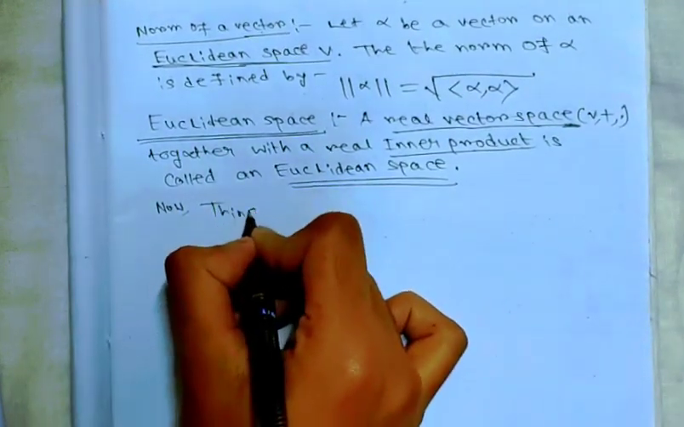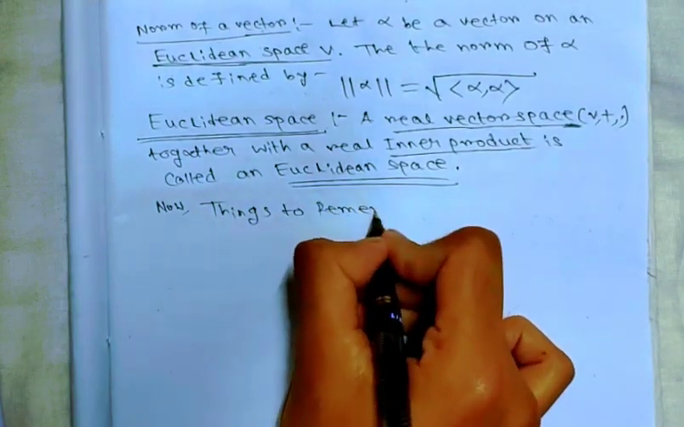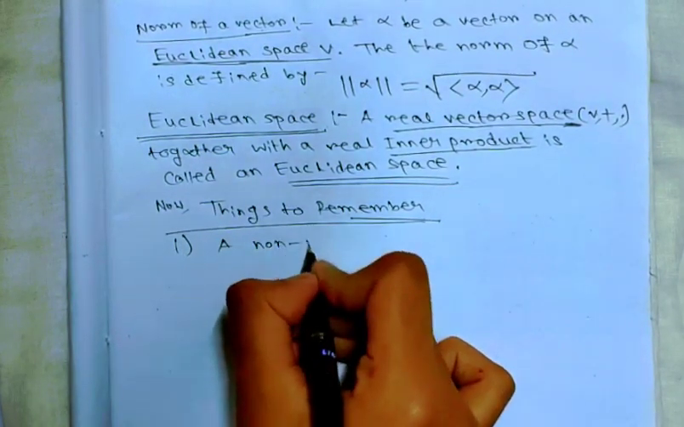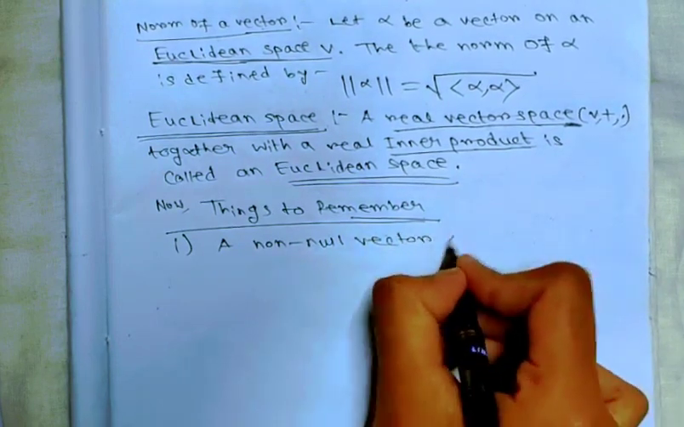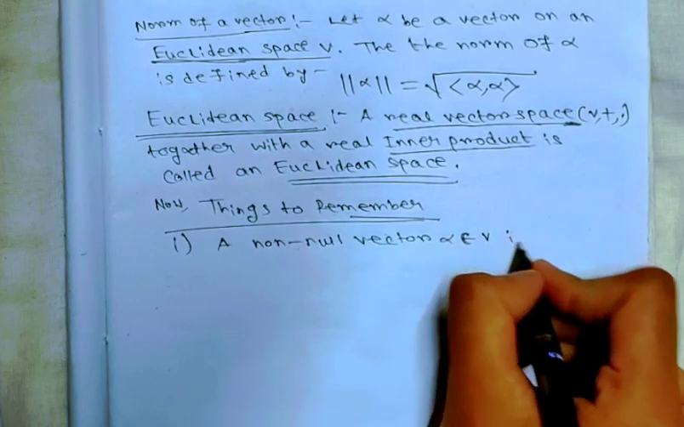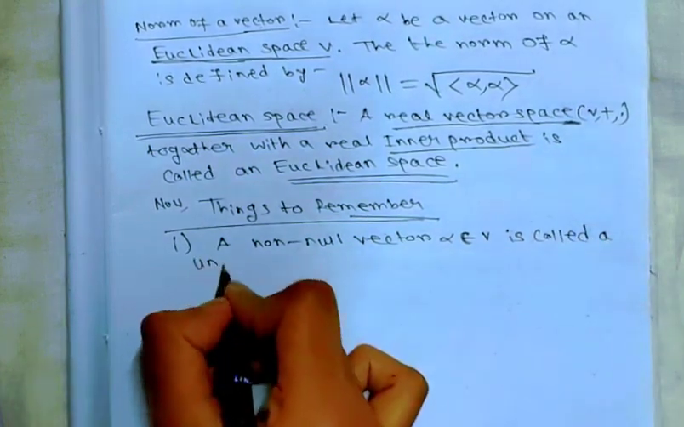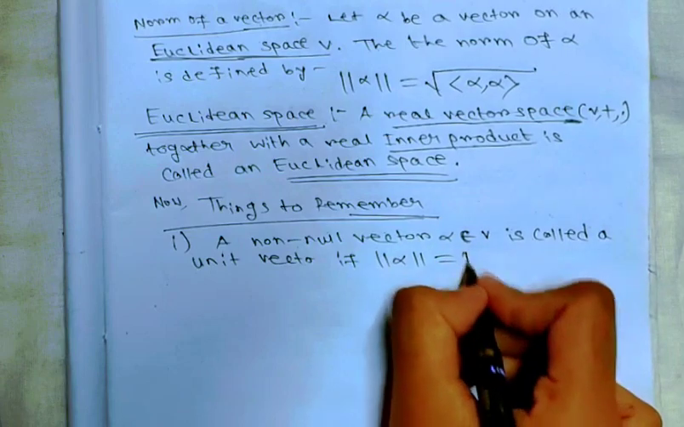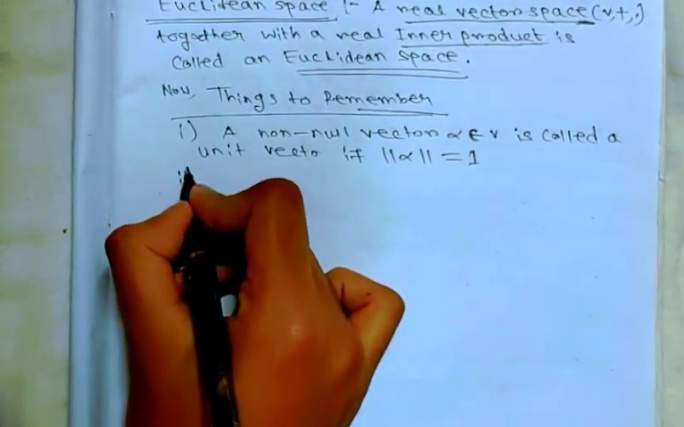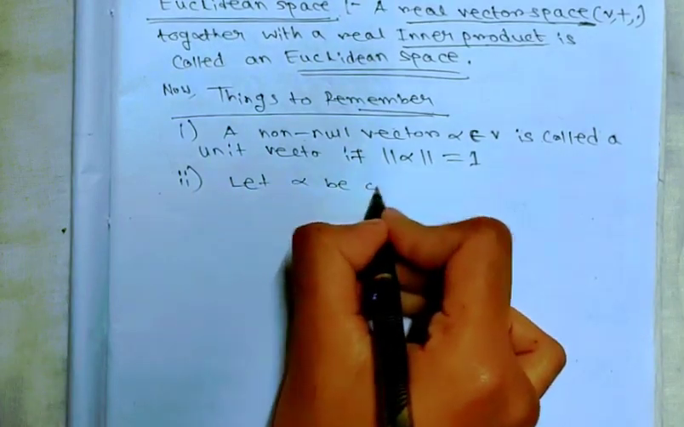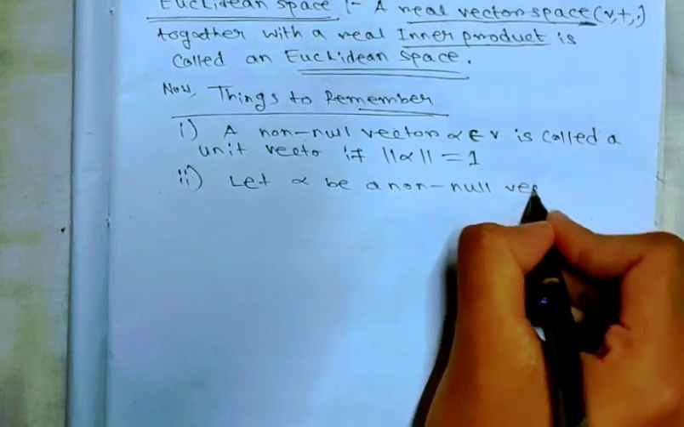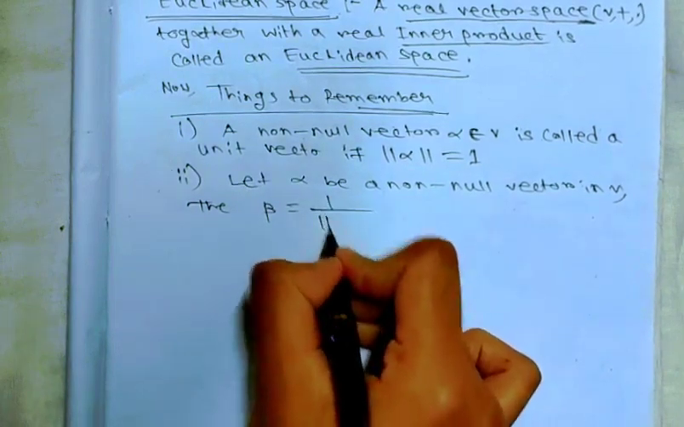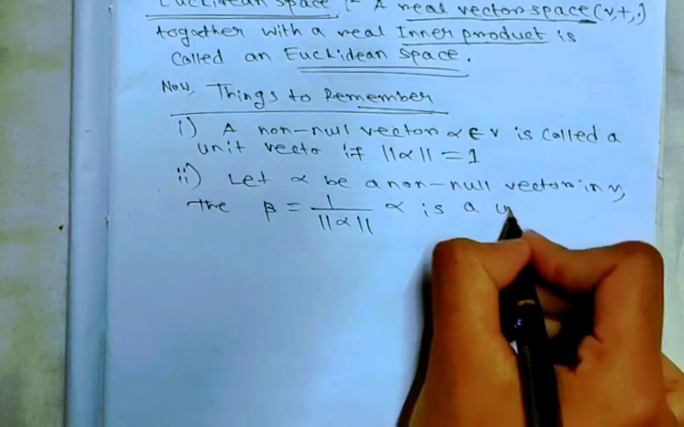Now, things to remember. Number 1: a non-null vector alpha belonging to V is called a unit vector if norm alpha equals 1. Second one: let alpha be a non-null vector in V, then beta equals 1 by norm alpha into alpha is a unit vector.